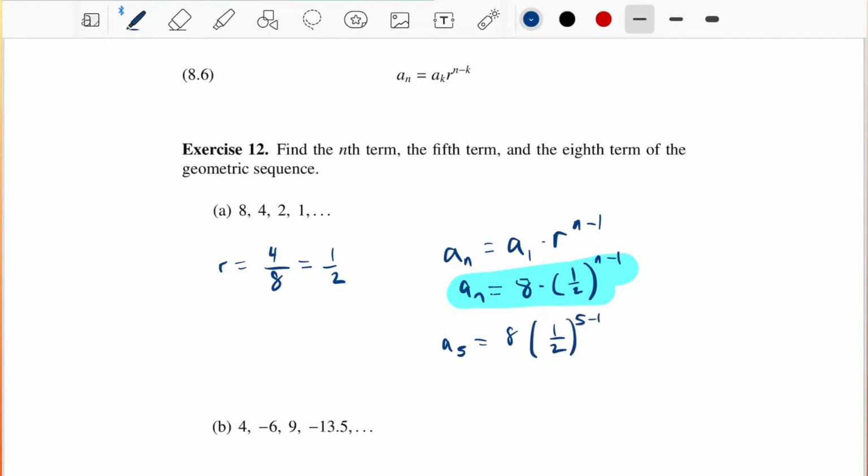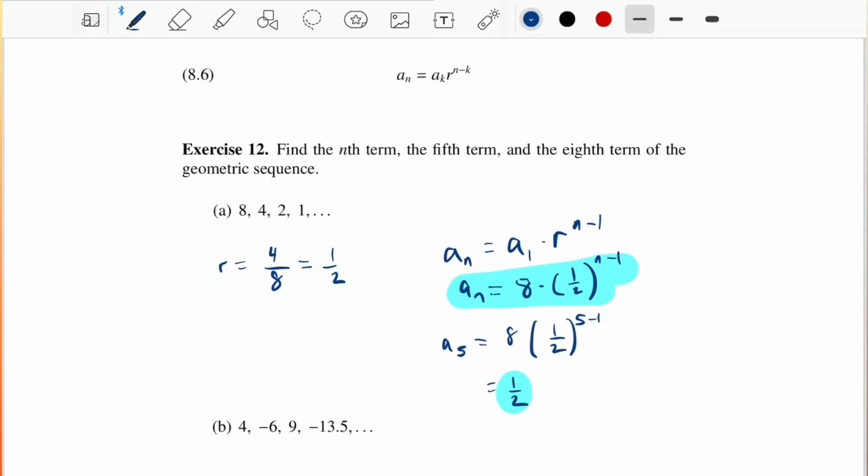So that's going to be 1/2 to the fourth power, which is 1/16. And 8 times 1/16 is 1/2. Which we kind of already knew, because if you multiply the previous term by the common ratio, you do get 1/2, and that is the fifth term. So we kind of verified it using the formula.